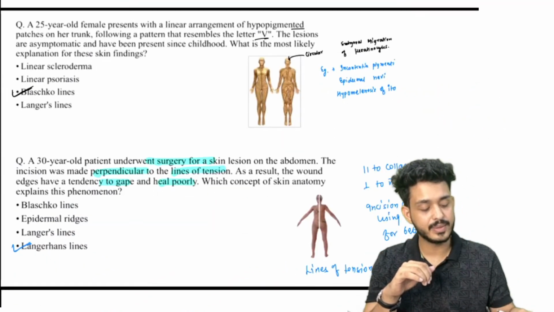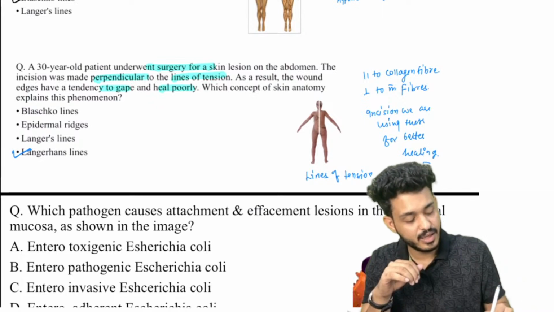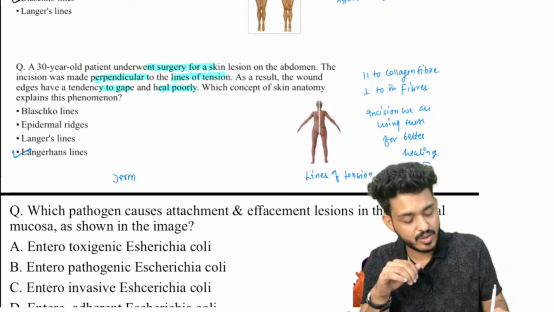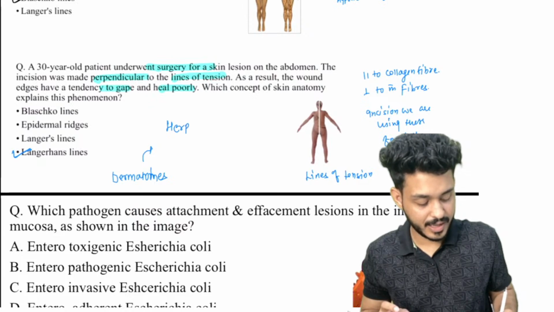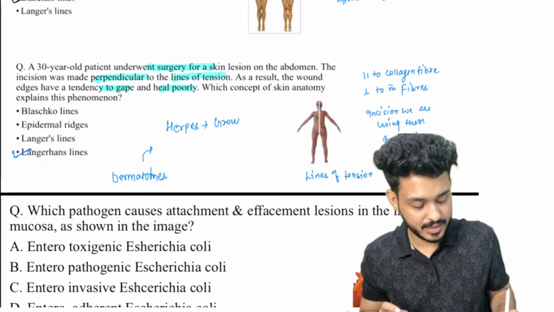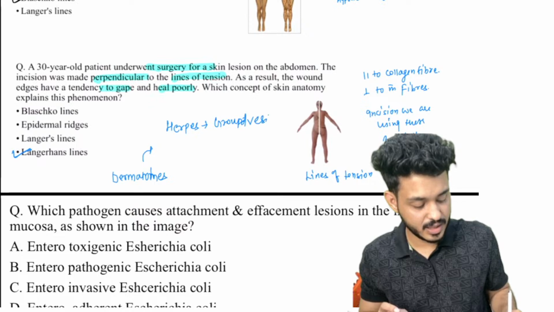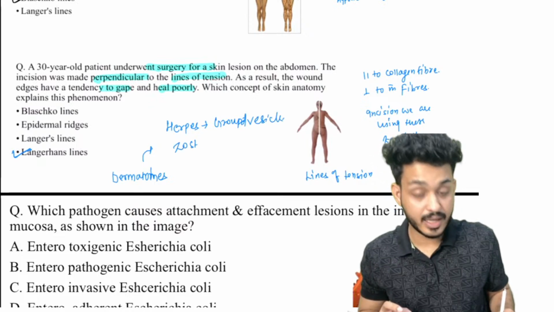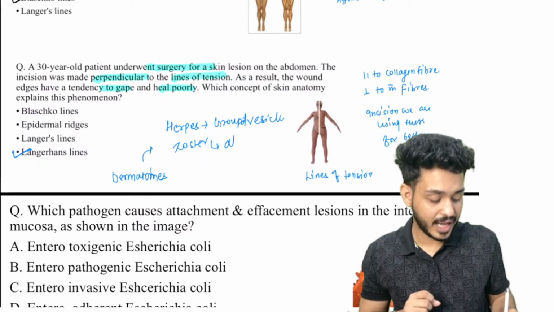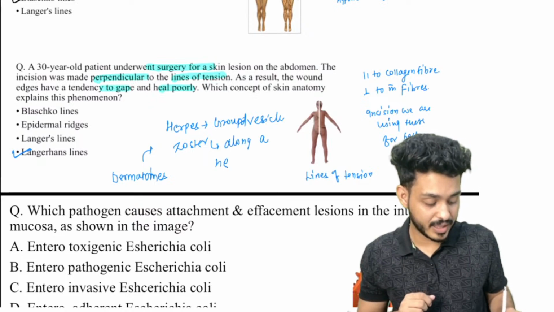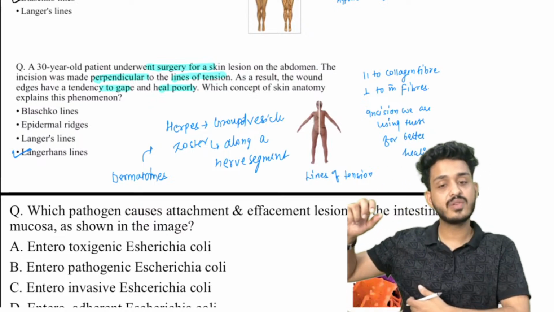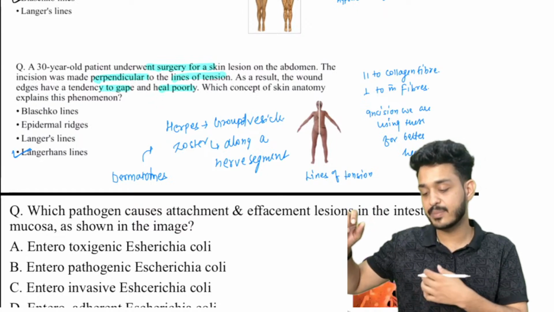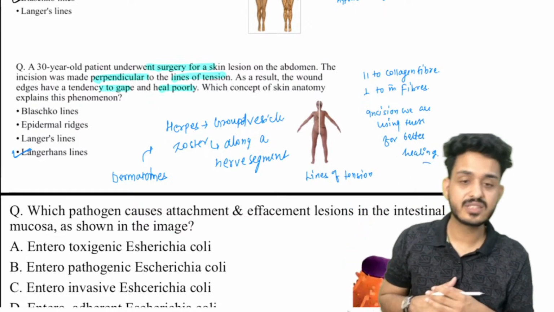One more line you will be finding is the dermatome. There are some infections which run along the dermatome, for example herpes zoster. Herpes, you already know, means grouped vesicles, and zoster means along a nerve segment. For example, the thoracic nerve segment. So the patient will have grouped vesicles around a nerve segment, that is known as herpes zoster.